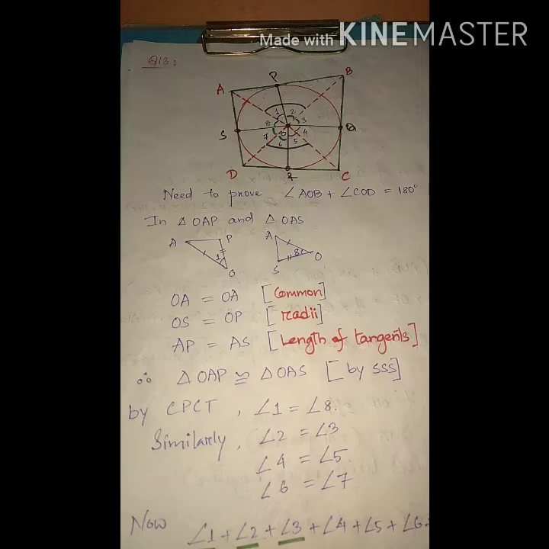180 degrees. Is it clear? This one is not only for these two angles. We can take AOD plus BOC also. Then also we need to prove the sum of the two angles is what? 180 degrees, we need to prove.